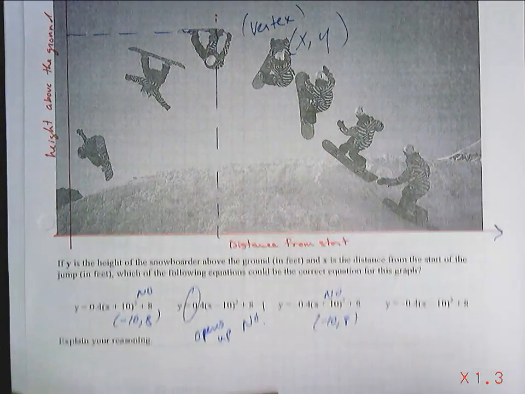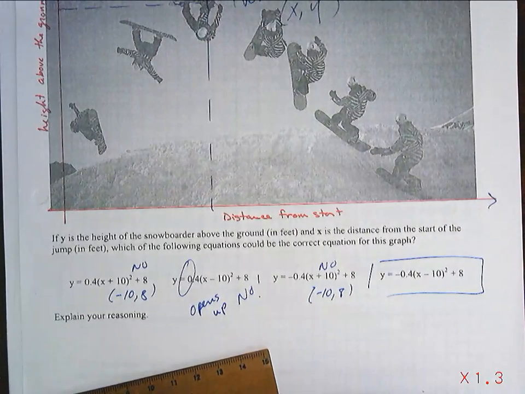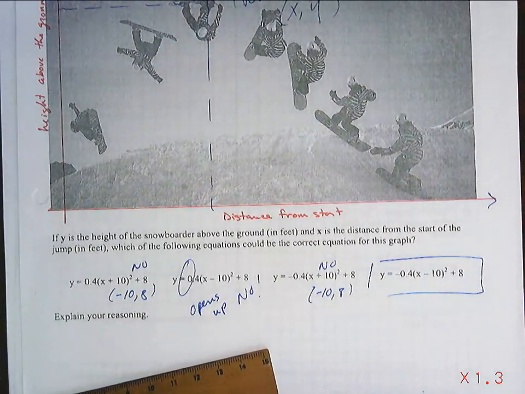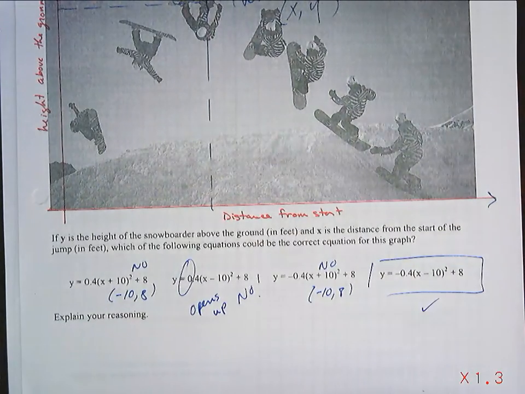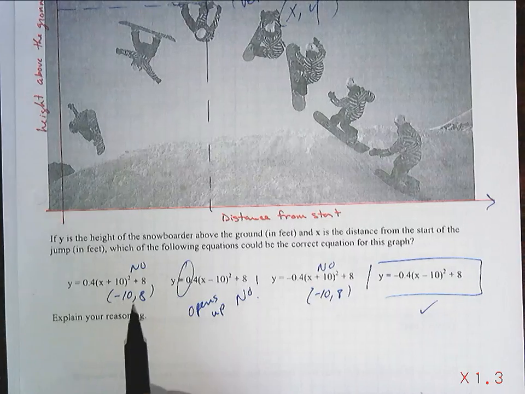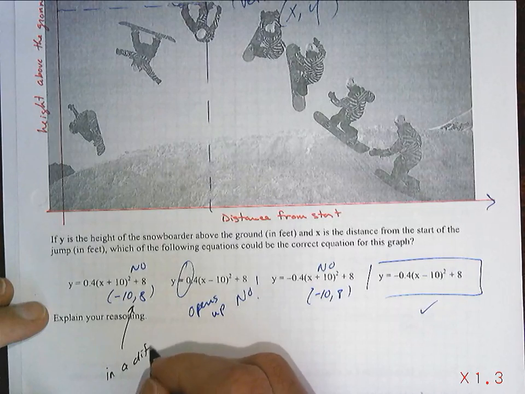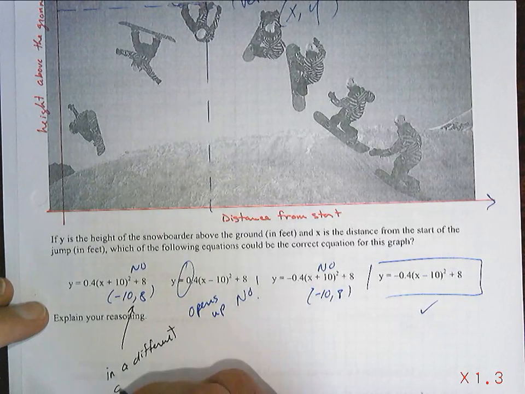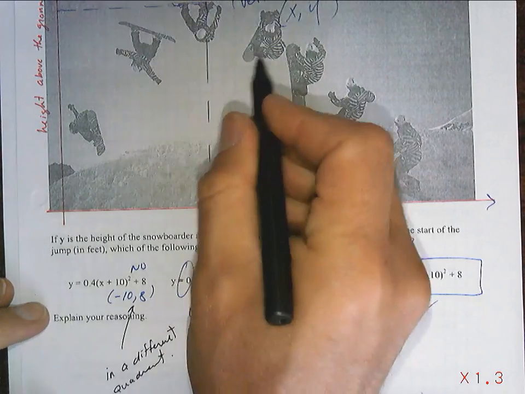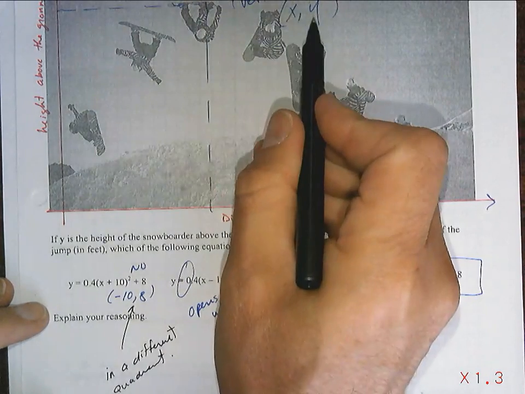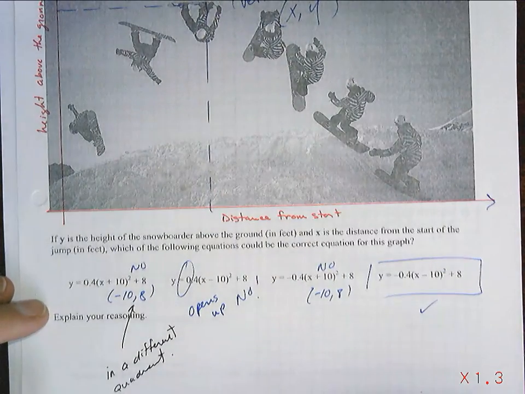Okay, so the only one that could be correct, now I'm not saying it is correct, I don't know if it is or not, but it's the only one that has any chance of being correct. So that's going to be the one. They would like me to explain my reasoning. I think I did. This would be in a different quadrant. Or you could simply say this vertex has a positive x, a positive y, and this one's giving a negative x, a positive y. No. And that's good enough for me.